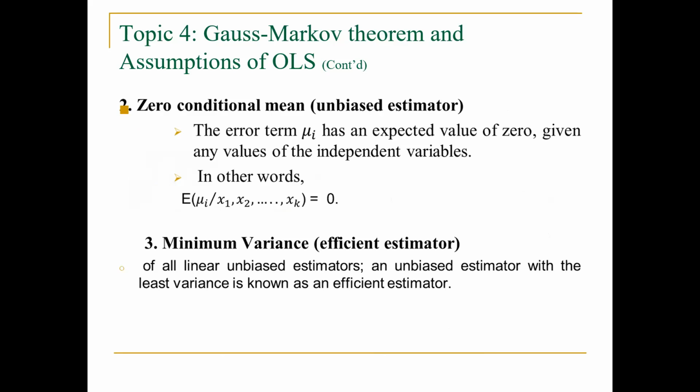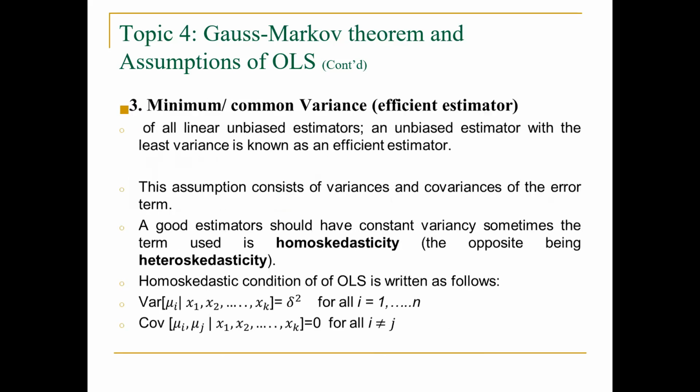And the third assumption we look at is the minimum variance, where we are saying that we need a constant or a common variance throughout. We need a variance which is so minimum to say that our estimator is giving us estimates that are close to the population. And that's the term we use, homoscedasticity, and the opposite being heteroscedasticity. So a homoscedastic condition of OLS is written by these two conditions here.